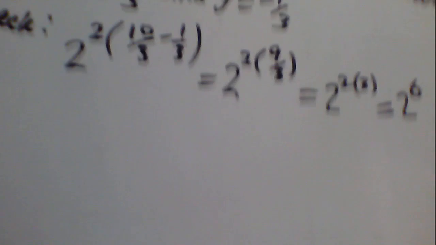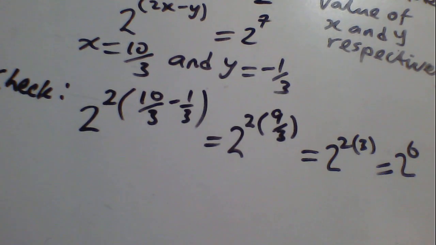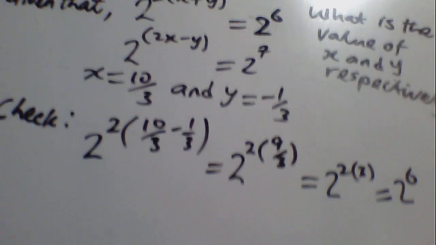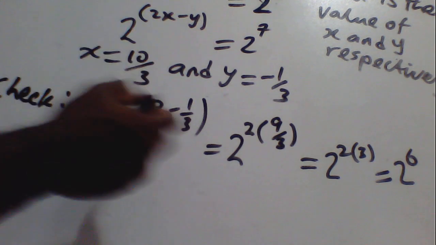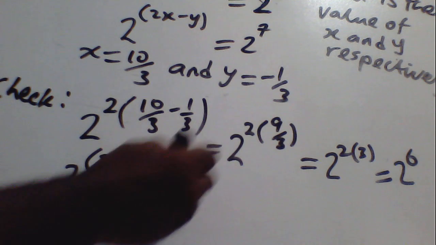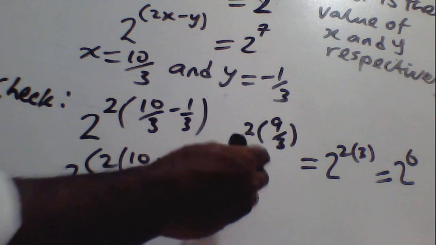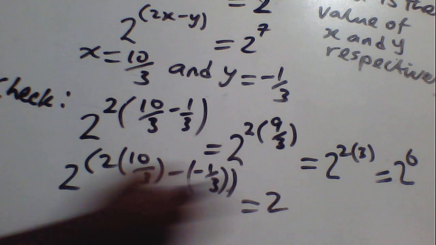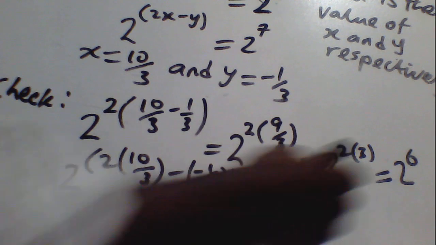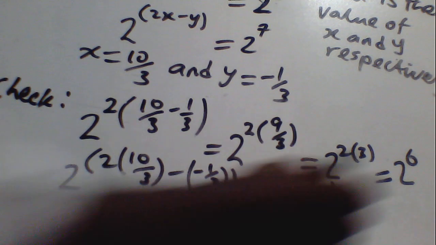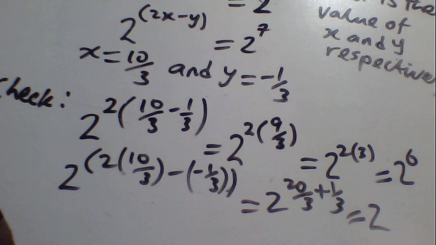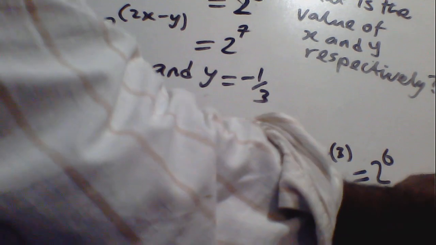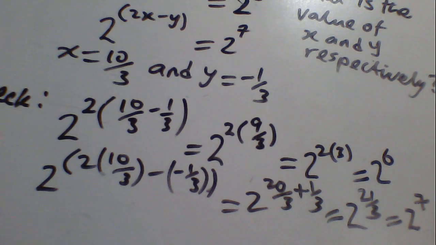You can check the second one for accuracy. So to check the second one, 2 raised to the power 2 and x is 10 over 3 minus y, where y is minus 1 over 3. Simplifying, multiplying this, you have 20 over 3, and minus minus will give us plus 1 over 3. The denominator is the same, so you add the numerators. 20 plus 1 will give us 21 over 3, and this gives us 2 raised to the power 7. So it is equal, and that is the reason this is our answer.